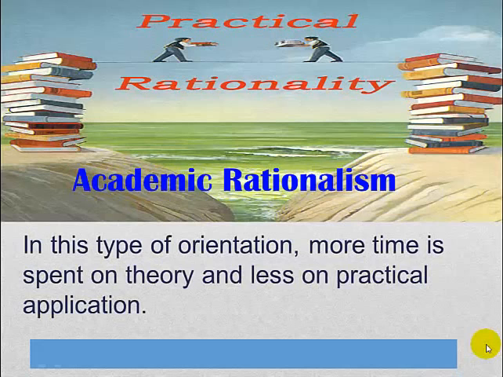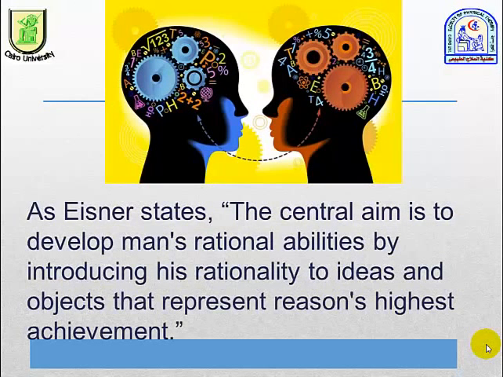In this type of orientation, more time is spent on theory and less on practical application. So when we discuss academic rationalism, we ask what the rationale and the philosophy of this institute, university, or department is. Here, the rationale is more time spent on theory and less on practical application. As Sina stated, the central aim is to develop man's rational ability by introducing his rationality to ideas and objects that represent reason's highest achievement.